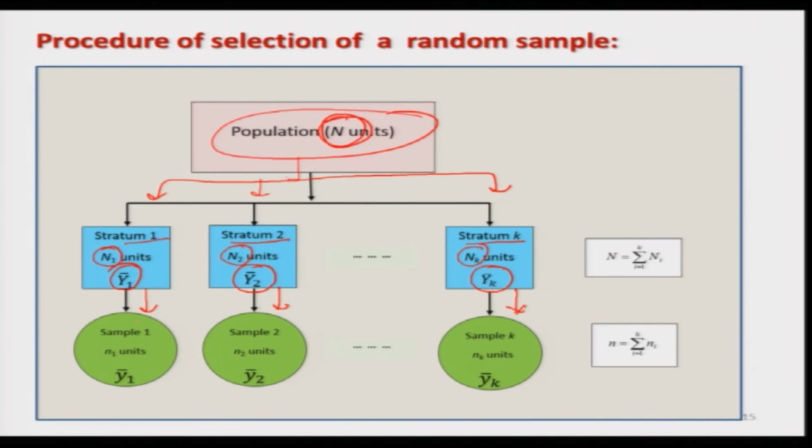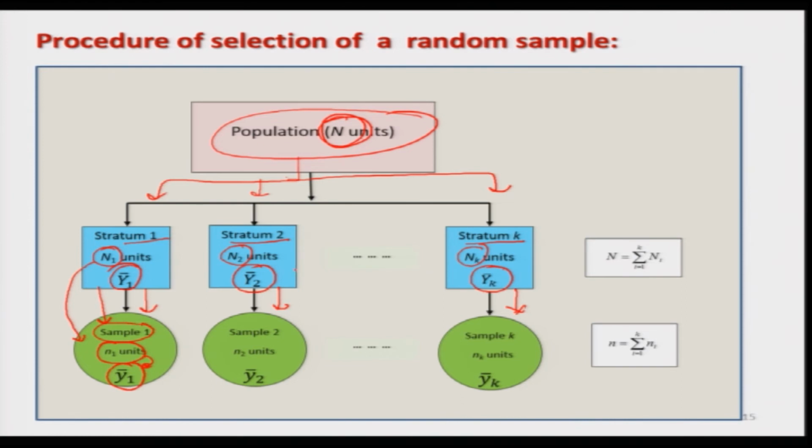So this is my sample number 1, which is drawn from stratum 1. Suppose I decide that from this capital N1 number of units I draw a small n1 number of units, and whatever units are obtained, I find the sample mean, which is denoted by a small y bar 1. The same process I repeat for stratum 2, stratum k, and so on.